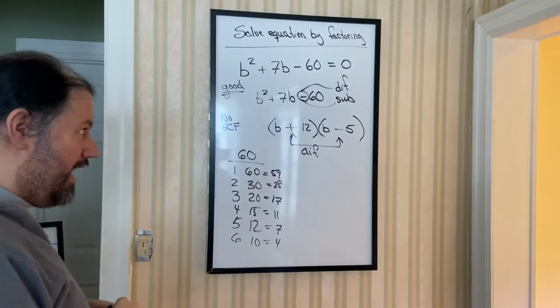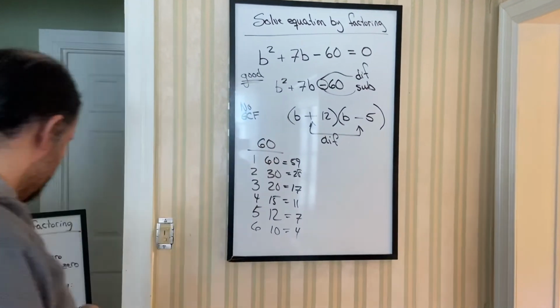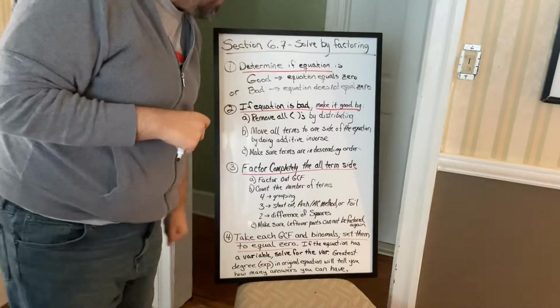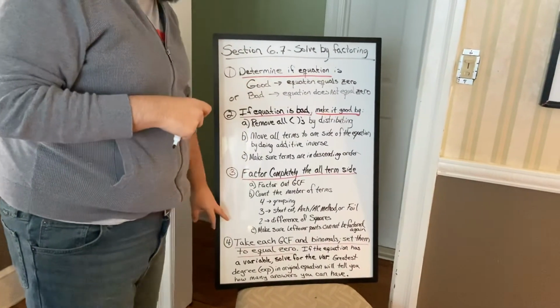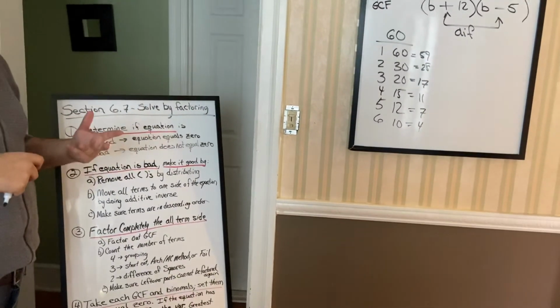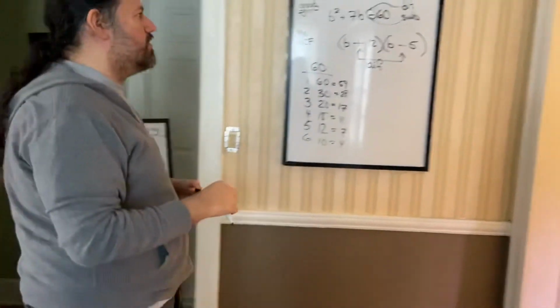Now that you're done factoring, we're not done solving, we're only done factoring. Remember, factoring is step 3. This is really where you do the solving. So once we found that there was no GCF, take each parentheses, the binomials, and set that equal to 0.